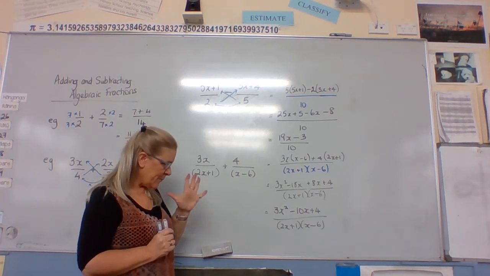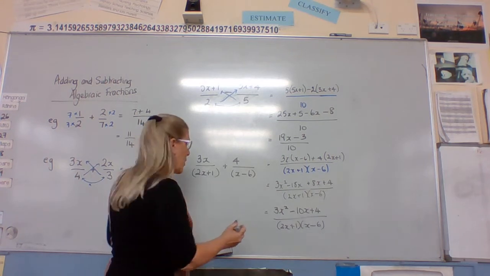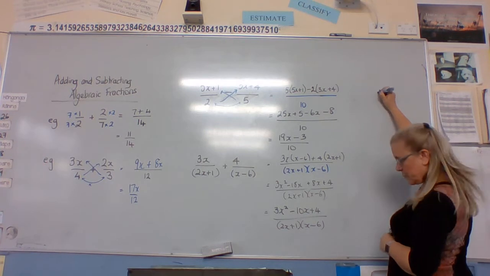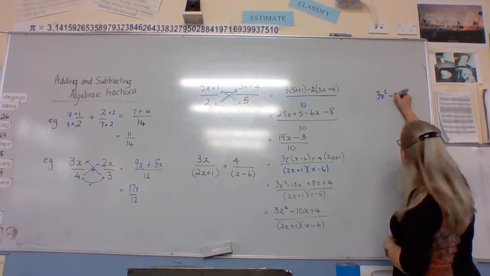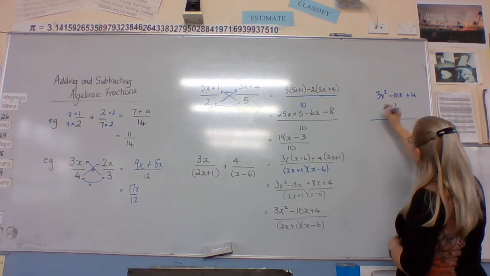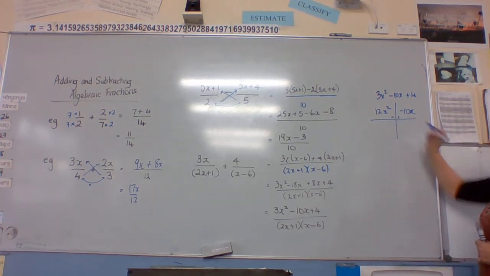We need to do windows. A long time ago we did windows. So we take this, we make it 3x squared minus 10x. We multiply these two, 12x squared. We put the other one in here and we say, is there something that multiplies to 12 and adds to negative 10?